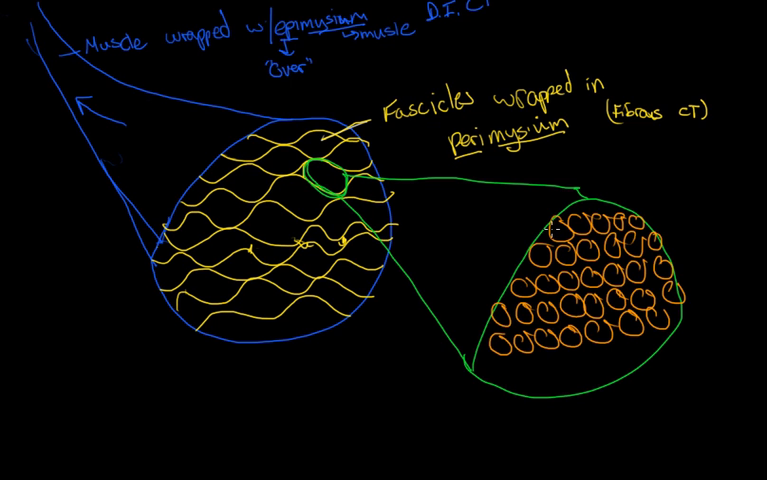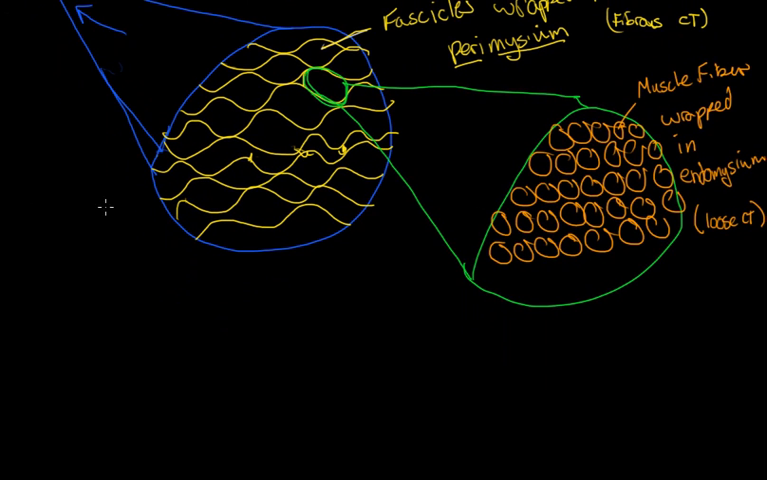And these muscle fibers are going to be wrapped in endomysium. Endomysium, so that's within the muscle fiber. Endo's within, mysium, muscle. So we've got epimysium around the whole muscle, perimysium around the fascicles, and endomysium around the muscle fibers. So this is a muscle fiber wrapped in endomysium, which is loose connective tissue, mostly reticular fibers.